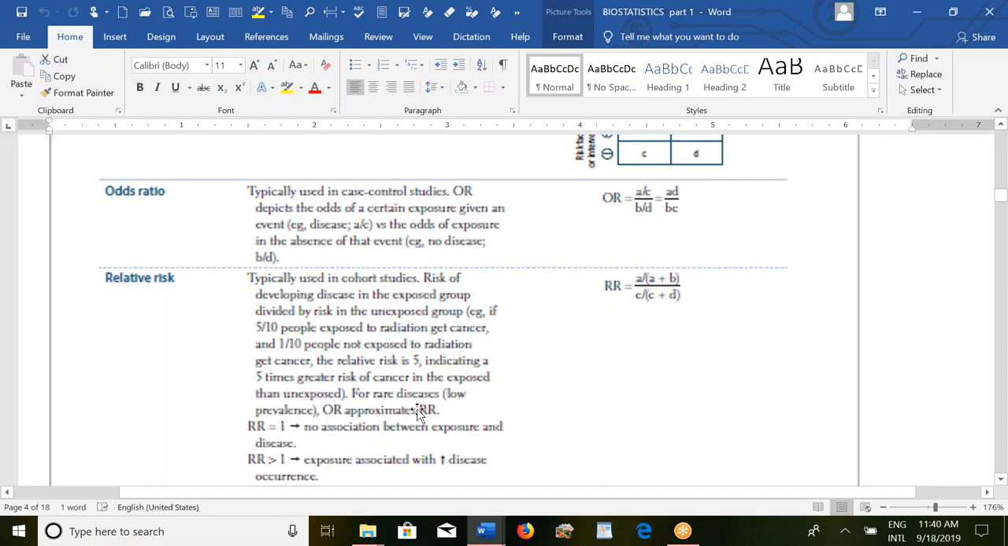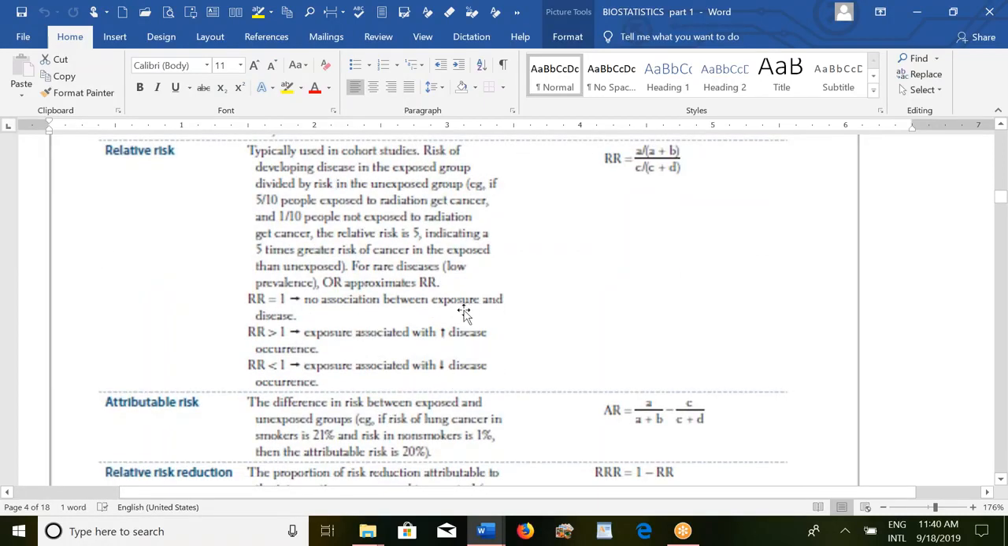And usually it is done for rare disease. Rare disease means that the prevalence is low, and odds ratio is approximately the same as the relative risk. If the relative risk is 1, it means no association between exposure and disease. If relative risk is more than 1, it means exposure is associated with increased disease occurrence. So if the relative risk is more than one, there is association between the exposure and the disease.